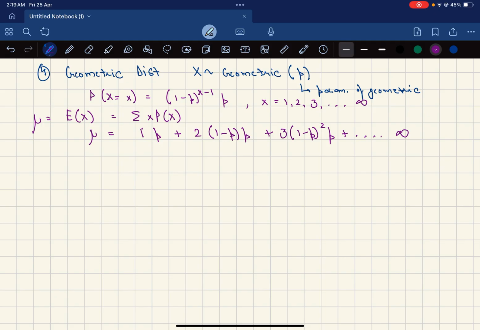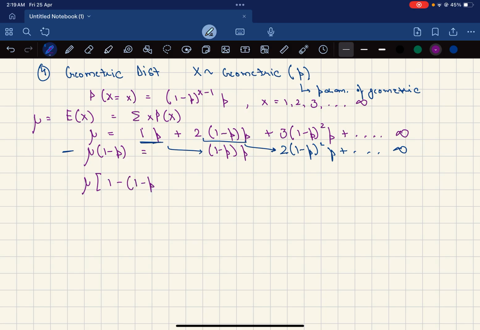Now multiplying both sides, both LHS and RHS, by 1 minus p, we are left with (1 minus p) into p. So this particular term when multiplied by 1 minus p gives you this particular term, and then this particular term will give us 2 into (1 minus p) whole square into p, and so on. Now if we subtract the second equation from the first one, we can take mu common, 1 minus (1 minus p) is equal to p. So this first term comes directly, and then we subtract 2 into (1 minus p) into p with (1 minus p) into p, so we'll be left with (1 minus p) into p, and then we are left with (1 minus p) whole square into p, and this goes till infinity. So this is mu p equal to the same term.